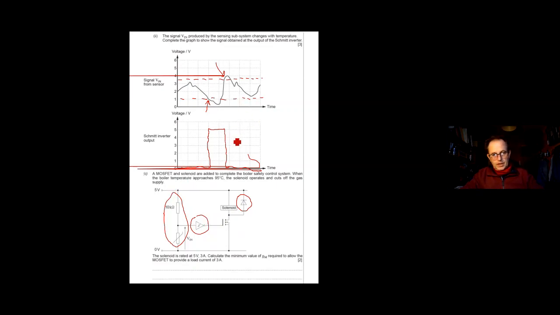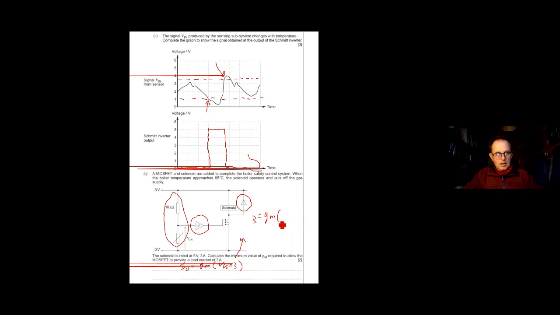So in this case, it's now asking us to work out what the GM value is, which would be able to give you certain currents. So in this case, I'd be quoting ID is equal to GM times the VGS minus the 3. Apologise for the use of the pen here. So the drain current in this case is rated at 5 volts, 3 amps to the solenoid. Solenoid is a coil. So I'll be setting up ID as 3. GM is what I'm going to work out.